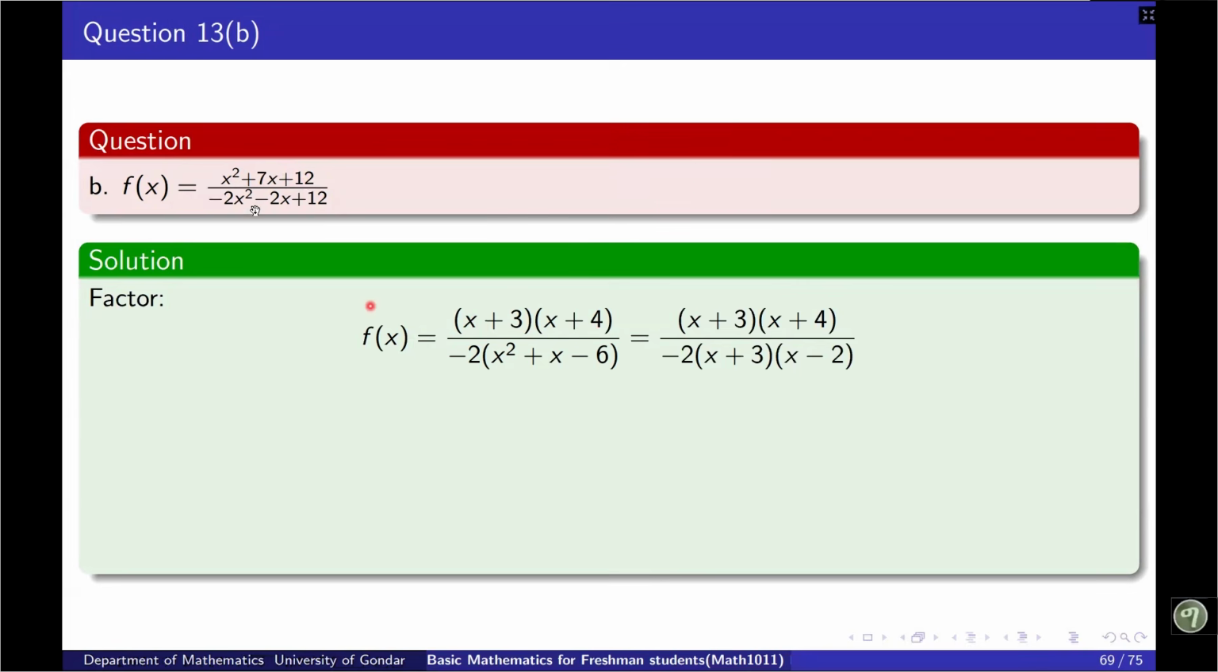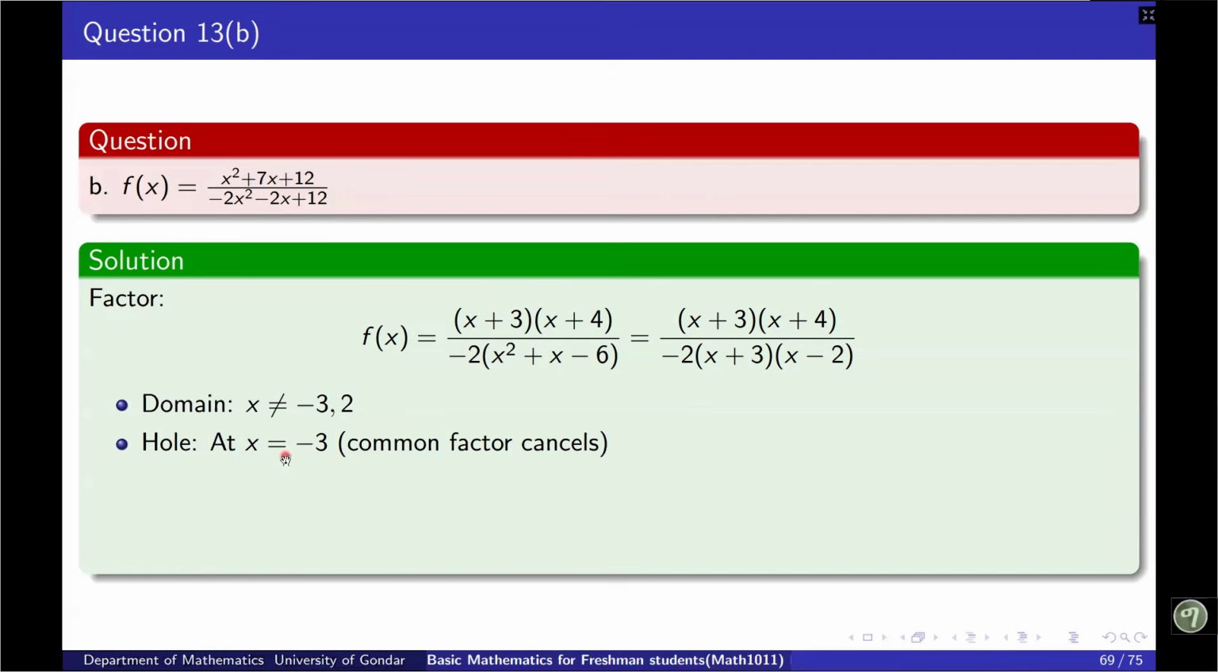And in the other factor, if we factor out negative 2 as the common factor first, it becomes x squared plus x minus 6. The factorized form of x squared plus x minus 6 is (x plus 3) times (x minus 2). Then we have similar factors here, x plus 3 and x plus 3, so they can be cancelled. But in this case, the domain should be restricted first, that is, x must be different from negative 3 and positive 2.